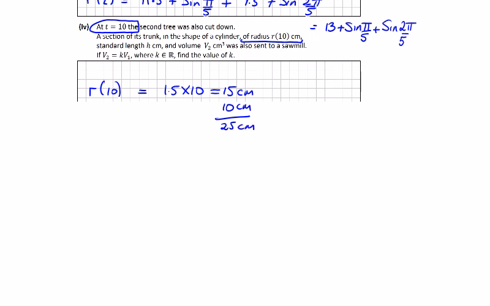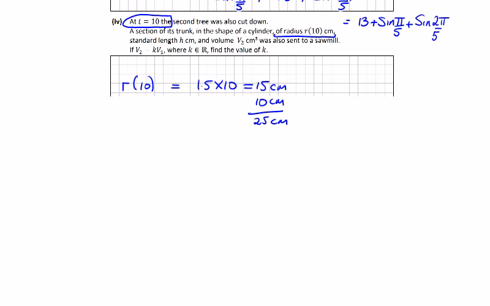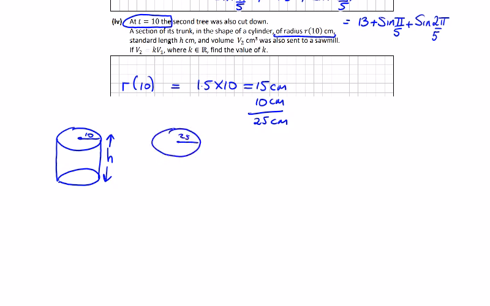So we have the original. What do we have? We have the first trunk from above. My sketch, we had a radius of 10, and then we have the same height of this one. It's just a standard size block they're sending. The second one is this guy here with a radius of 25, and we're asked something in relation to their volumes.